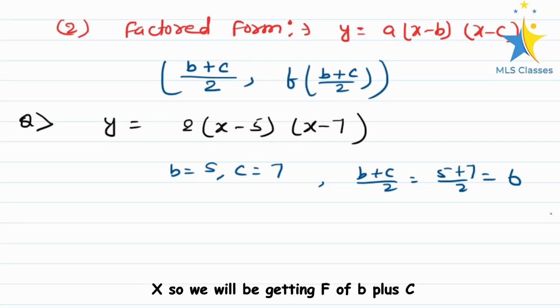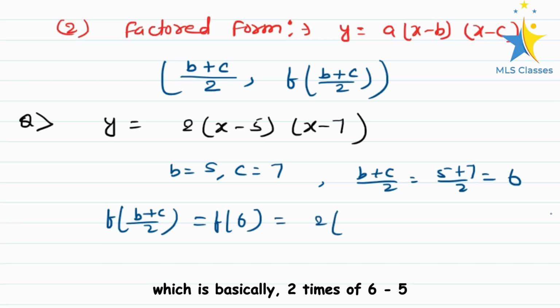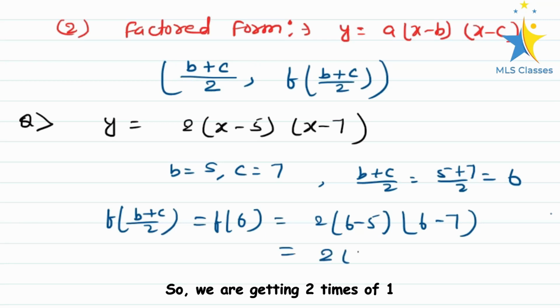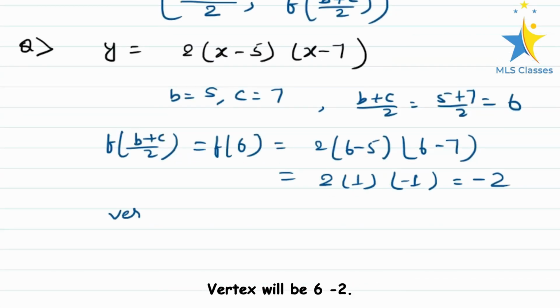So we will be getting f of (b plus c)/2, which is f of 6, which is basically 2 times (6 minus 5) times (6 minus 7). So we are getting 2 times 1 times negative 1. That is equal to negative 2.